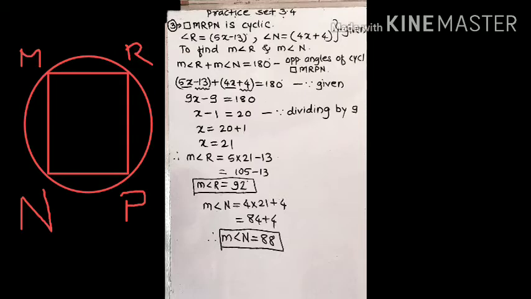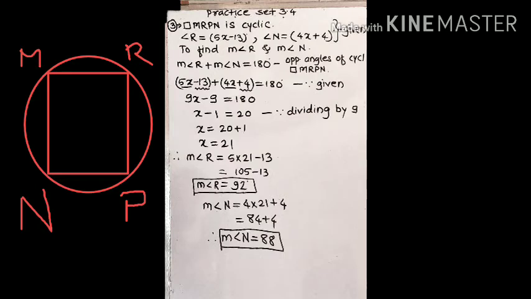Okay. The third question is, we are given cyclic quadrilateral MRPN. Angle R is equal to 5x minus 13 and angle N is equal to 4x plus 4. To find the measure of angle R and measure of angle N, as we are given that quadrilateral MRPN is cyclic, its opposite angles are supplementary. So here measure of angle R and measure of angle N are opposite angles which are supplementary. So we have written here measure of angle R plus measure of angle N is equal to 180.